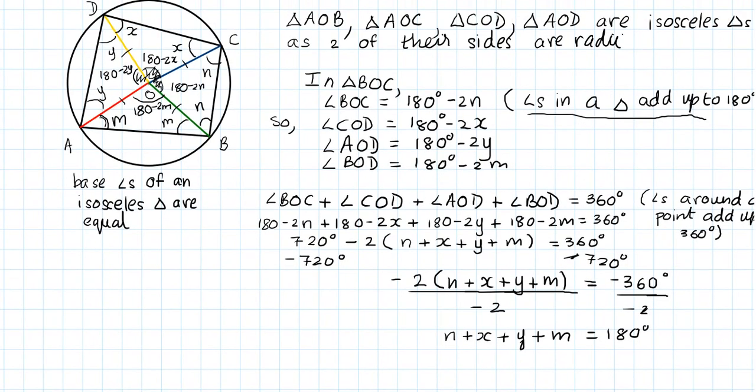So whenever you have a cyclic quadrilateral, the opposite angles will always add up to 180 degrees.